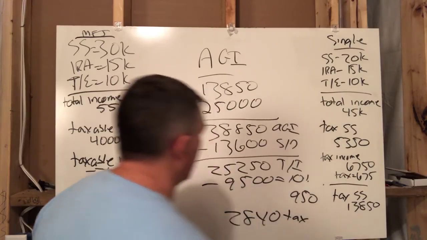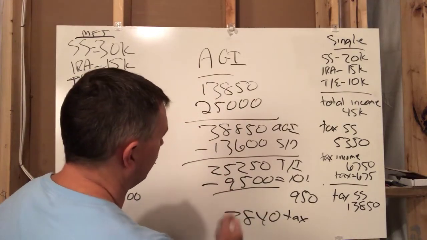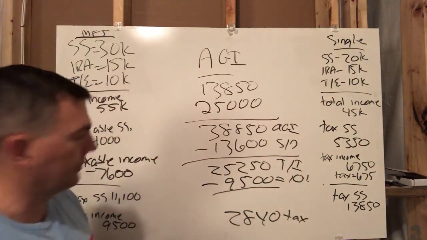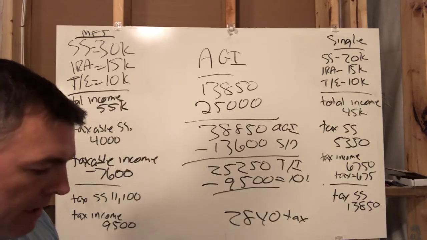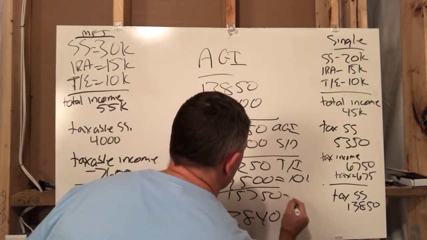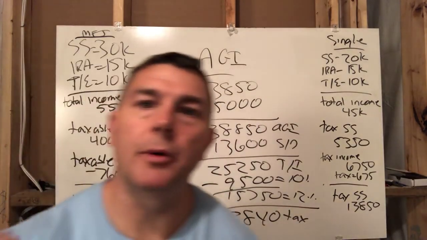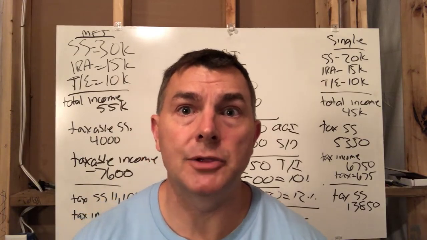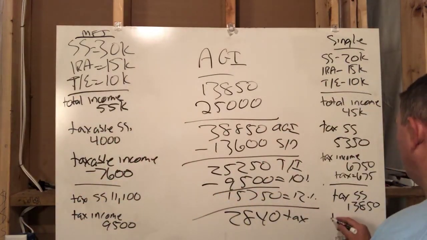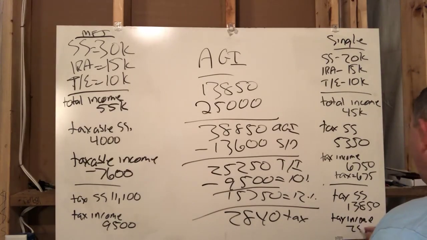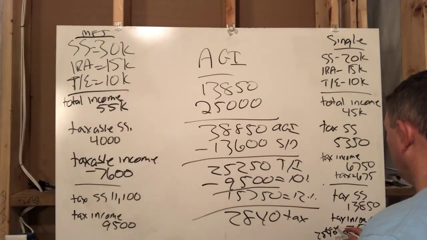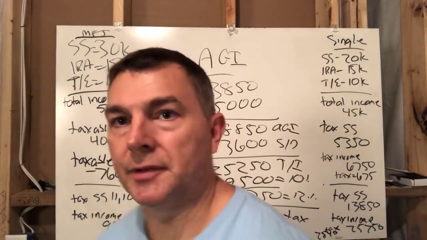Hold on just a second, my friends. Remember that the single taxpayer has a different tax bracket than married filing jointly. So the difference between 25,250 minus 9,500 is 15,750 times 12%. So here we have $2,840 of tax, and our taxable income is $25,250. All right, so this is where it gets just disturbing.